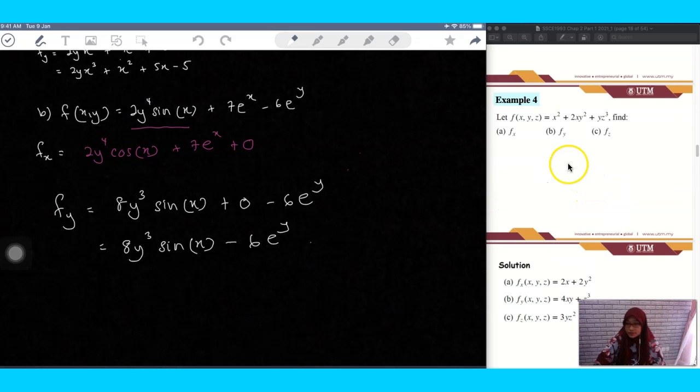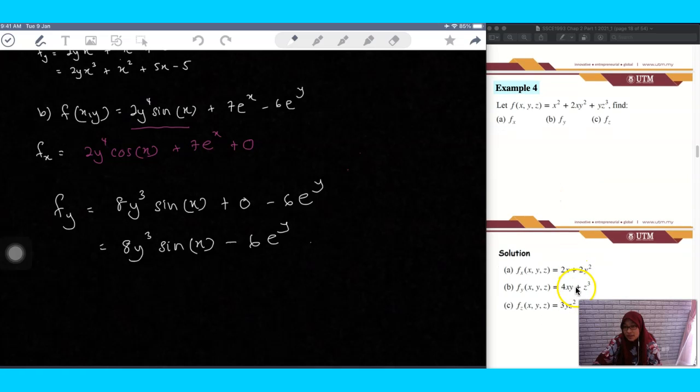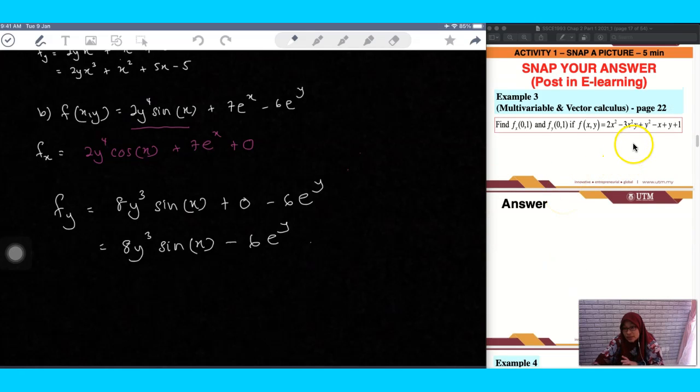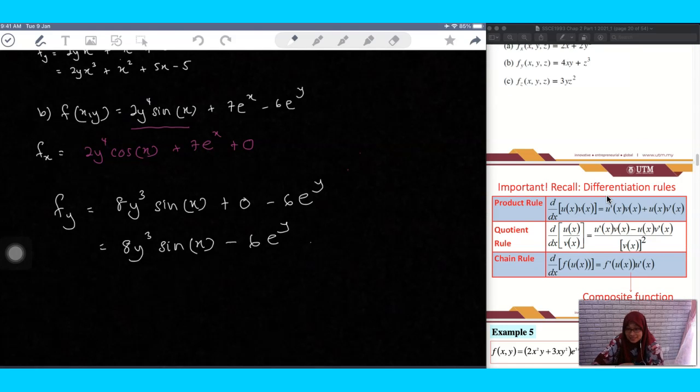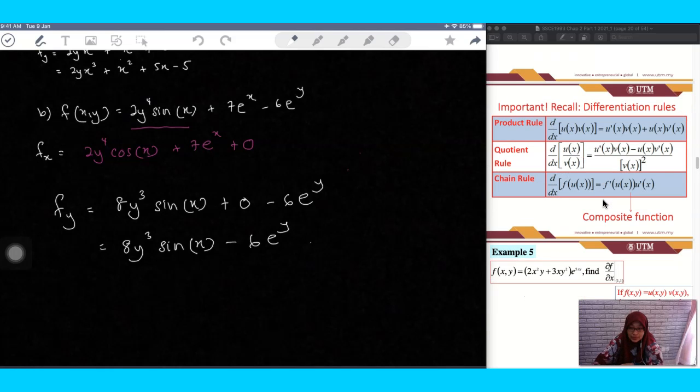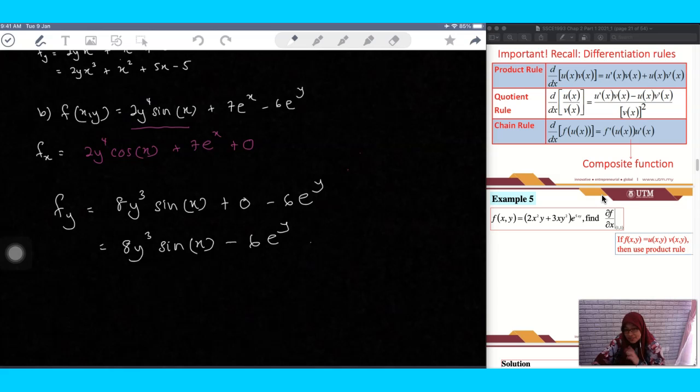This one I skip because, as you can see, the answer is given. If you don't understand, please let me know. I think you have no problem with this, because the process is the same as what I showed you in the previous example. So the exercise is only this one. Please post on the Padlet, the link that I shared in the Q&A. Of course, you can see that in the e-learning as well. Alright, so that is just a direct differentiation without using any specific technique.